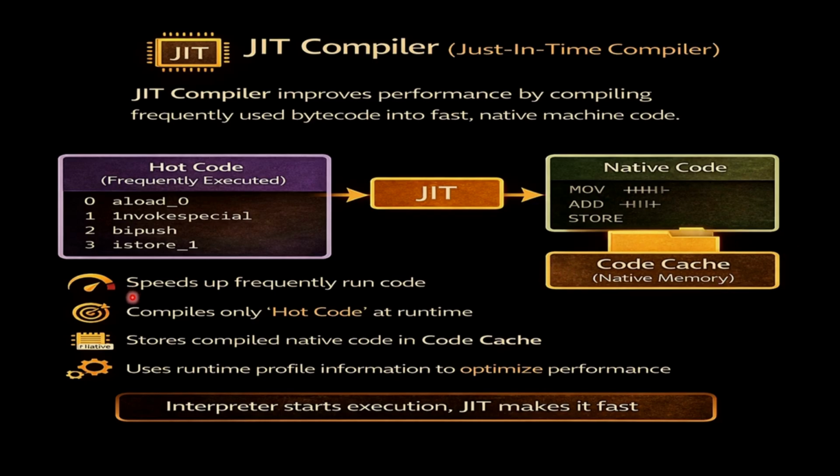Now let's see the features of the working of the JIT compiler. First, it speeds up frequently run code. Next, it compiles only hot code at runtime. What does hot code mean? Hot code means frequently executed bytecode.